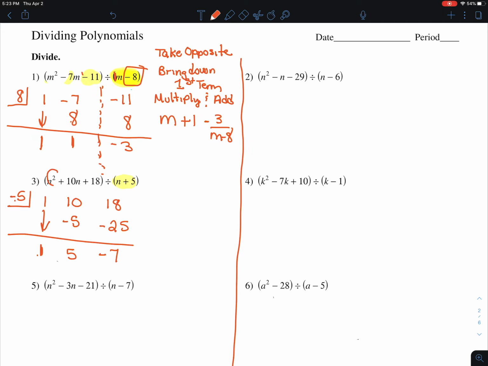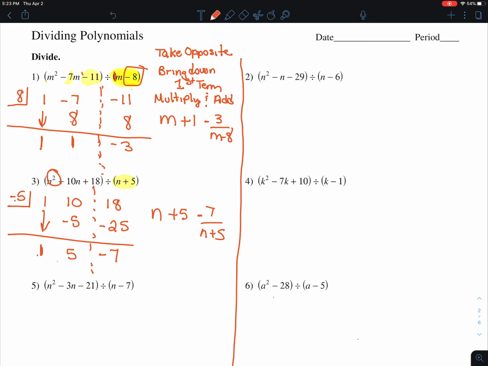Okay? Then we drop a term. Since we started with x squared, our first term is just going to be n squared. Our answer is going to be n plus 5 minus 7 over n plus 5. Not being very good at notation here. Just remember that that's my remainder. That last column is always the remainder.